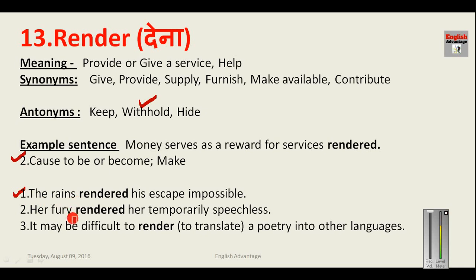Her fury, or you can say her anger, rendered her temporarily speechless. Her anger made her speechless. This is the meaning of this sentence. It may be difficult to render, or to translate, poetry into other languages. So render also means to translate. I have explained to you here 3 meanings of render: render means to provide, render means to make, and render means to translate. So 3 meanings of the same word.